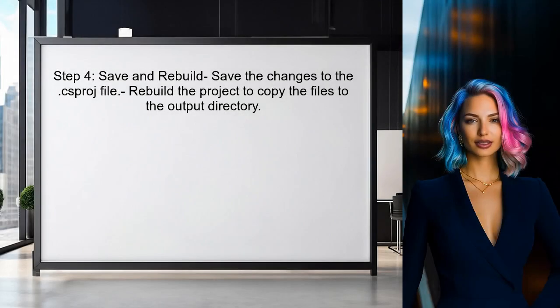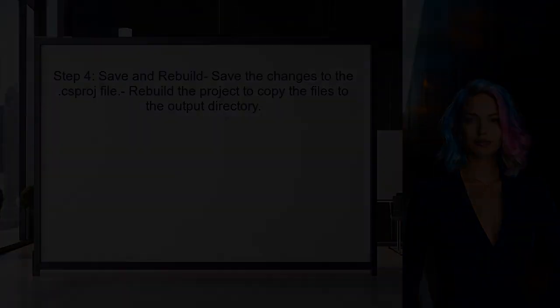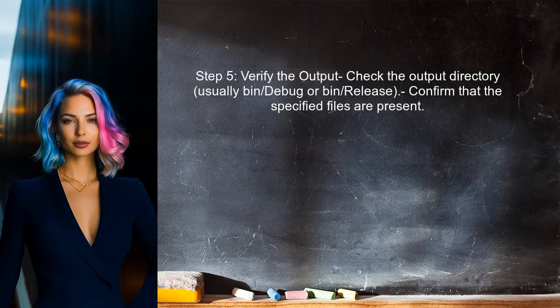After making these changes, the user should save the csproj file and rebuild the project. This will ensure that the specified files are copied to the output directory during the build process. Finally, the user can verify that the files have been copied correctly by checking the output directory after the build completes. This will confirm that the setup is working as intended.